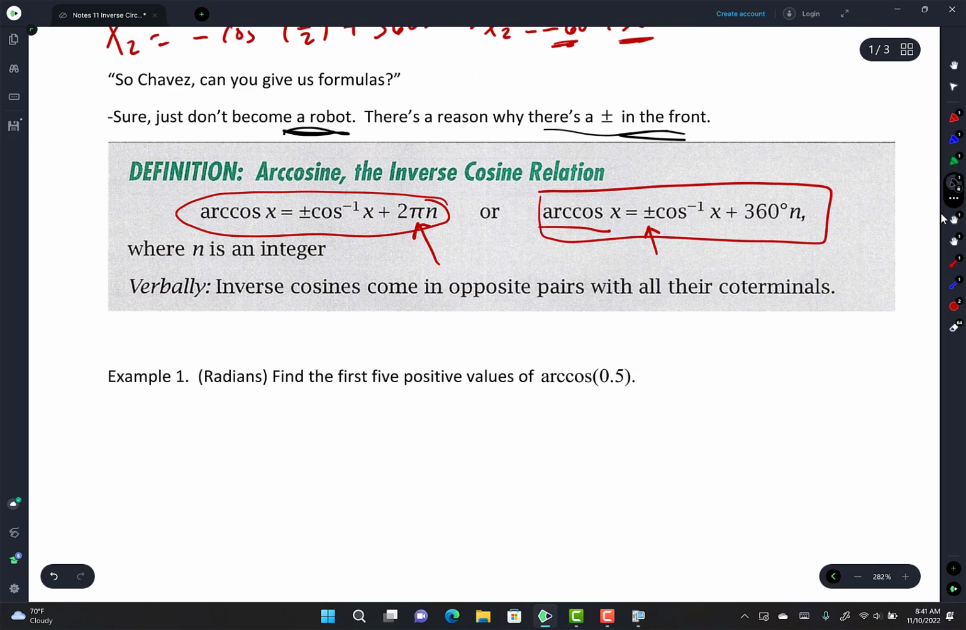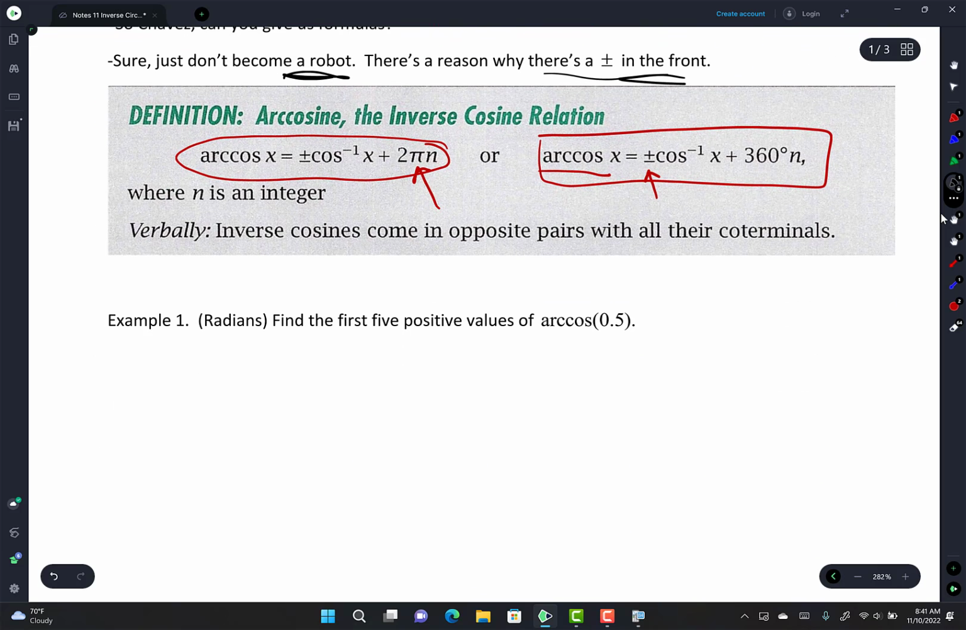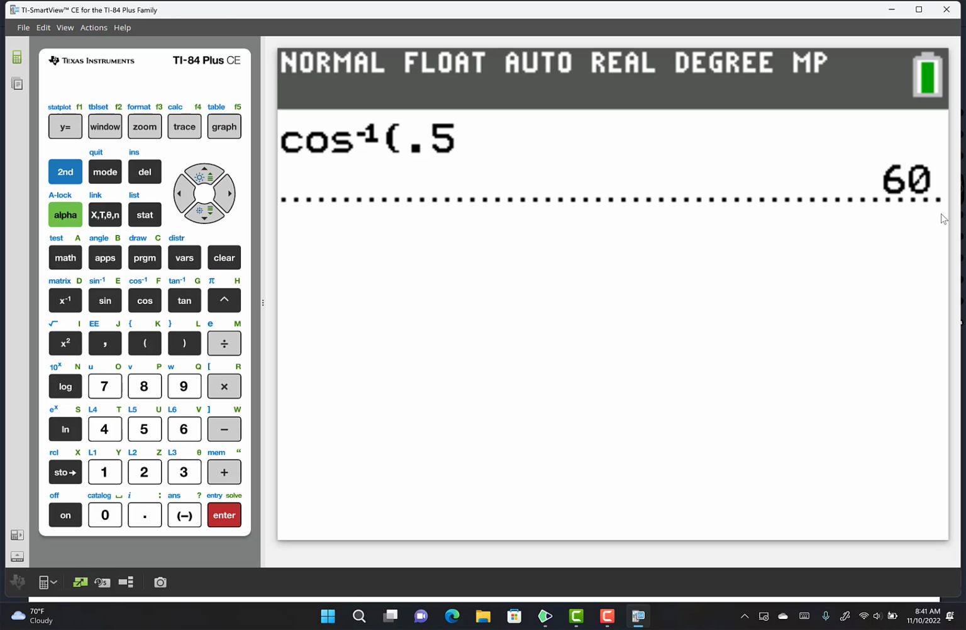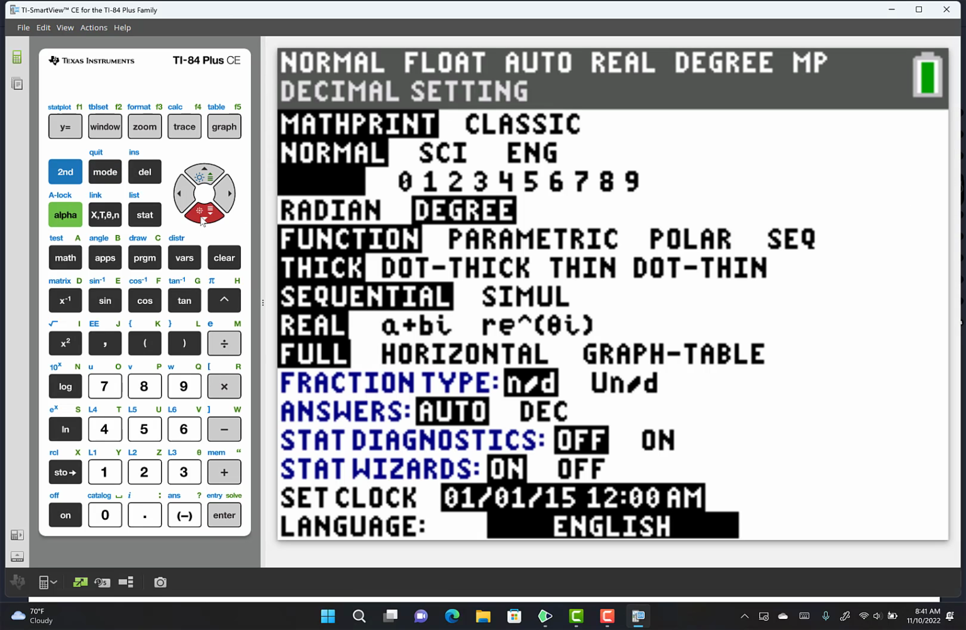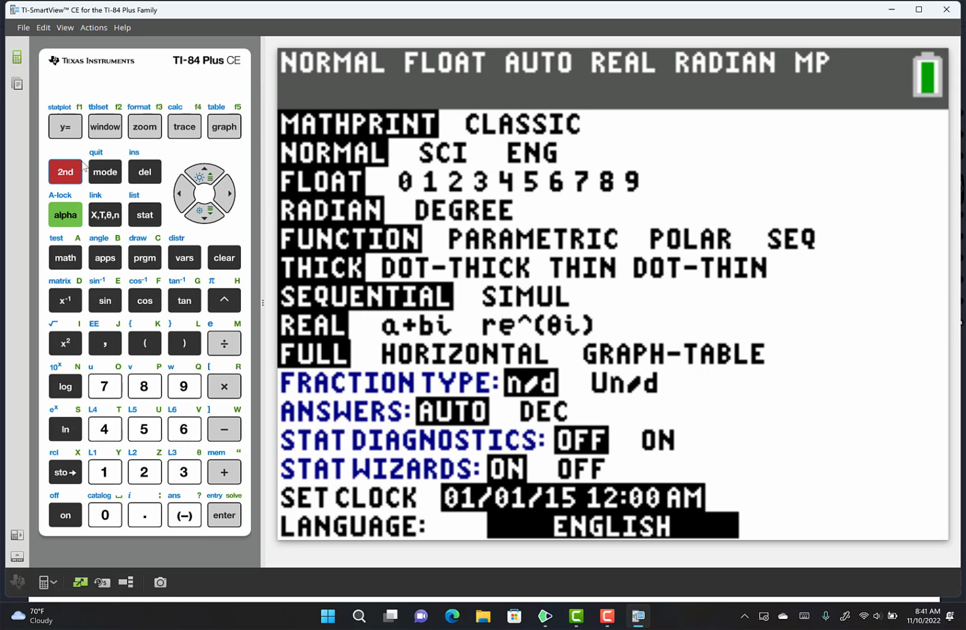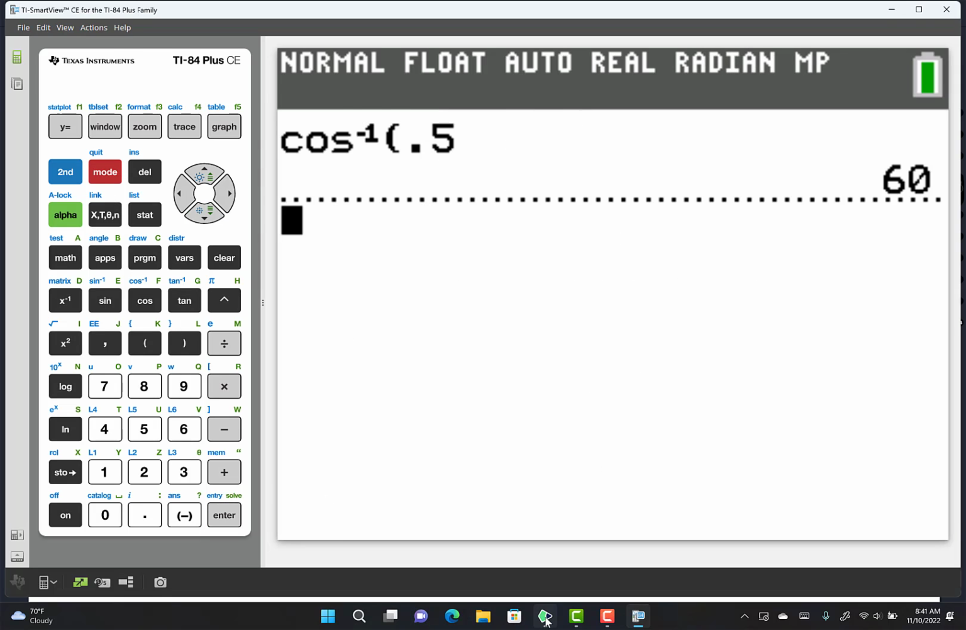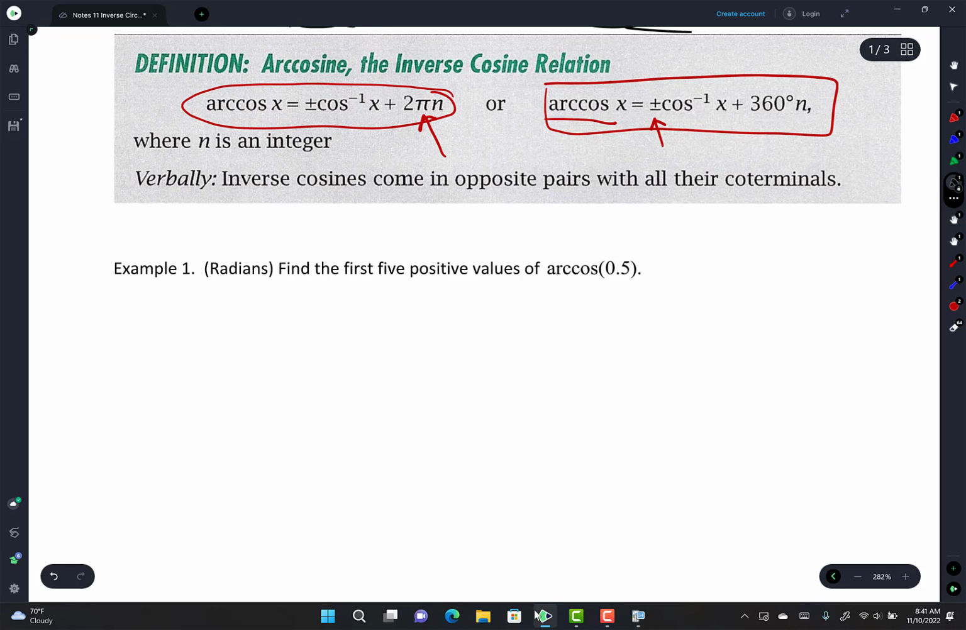Okay. Here we go. Put your calculators back in radian mode if you put it in degree mode. Mode, radian. It works the same with radians, guys. Look at this. Find the first 5 positive values. We're going to do 2 of them. This is example 1, and we're going to call that example 1A. And I'm going to make an example 1B. I didn't do that before, but that's fine.